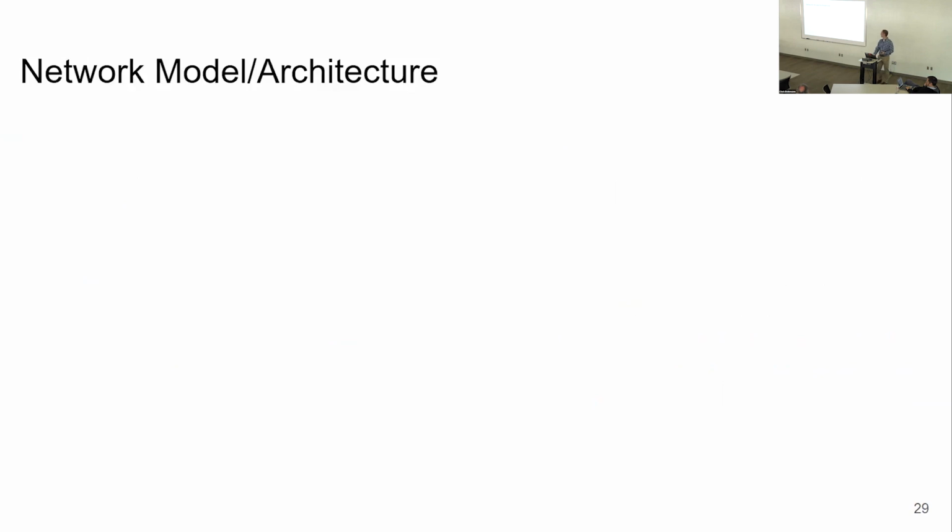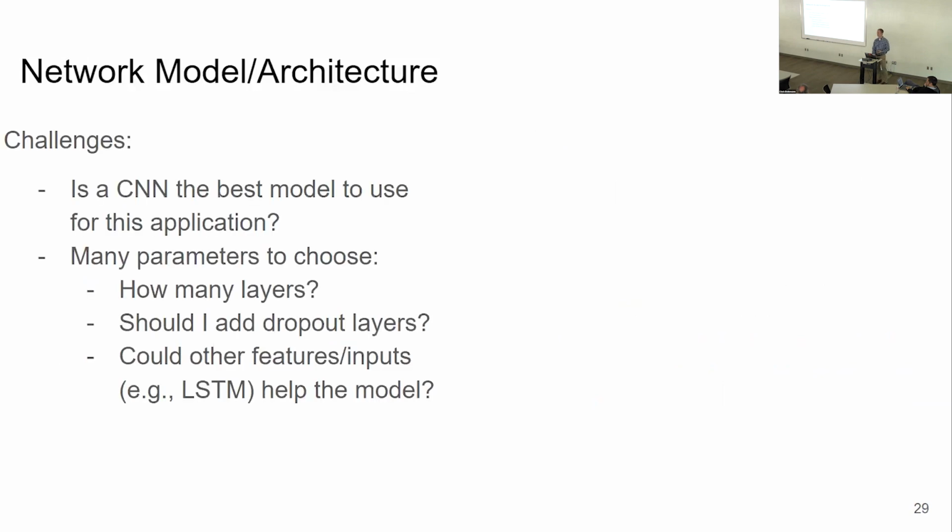Another challenge is the network model and architecture. The first big question is, is the CNN or CNN plus LSTM the best model to use for this application? And if it is, what parameters should I choose, like how many layers should I use? Should I add dropout layers? Are there other features like the LSTM that could help the model? That's something I'm sure everyone runs into.